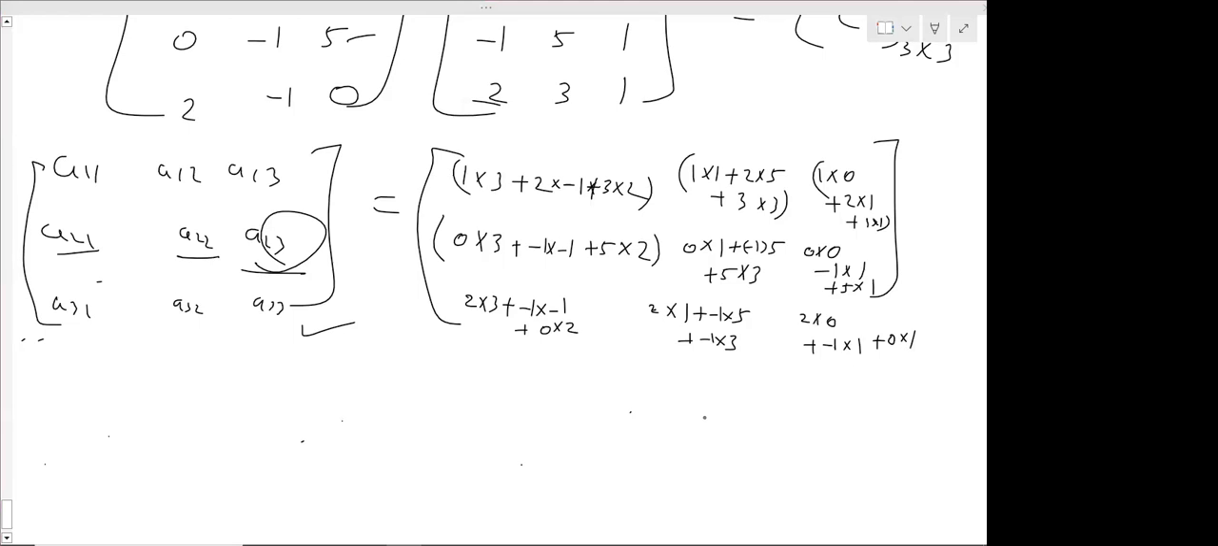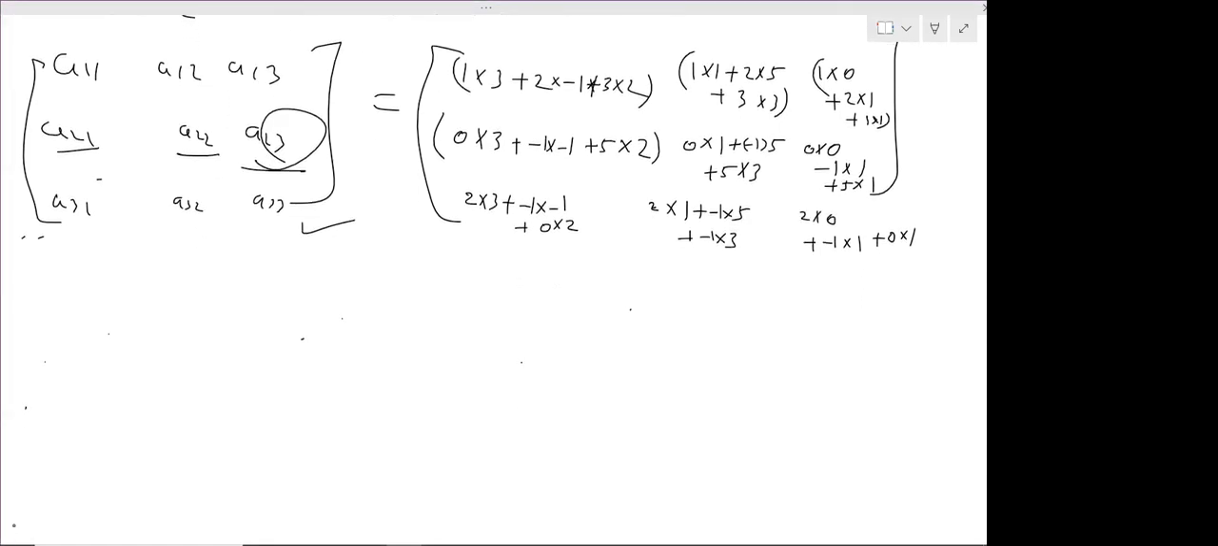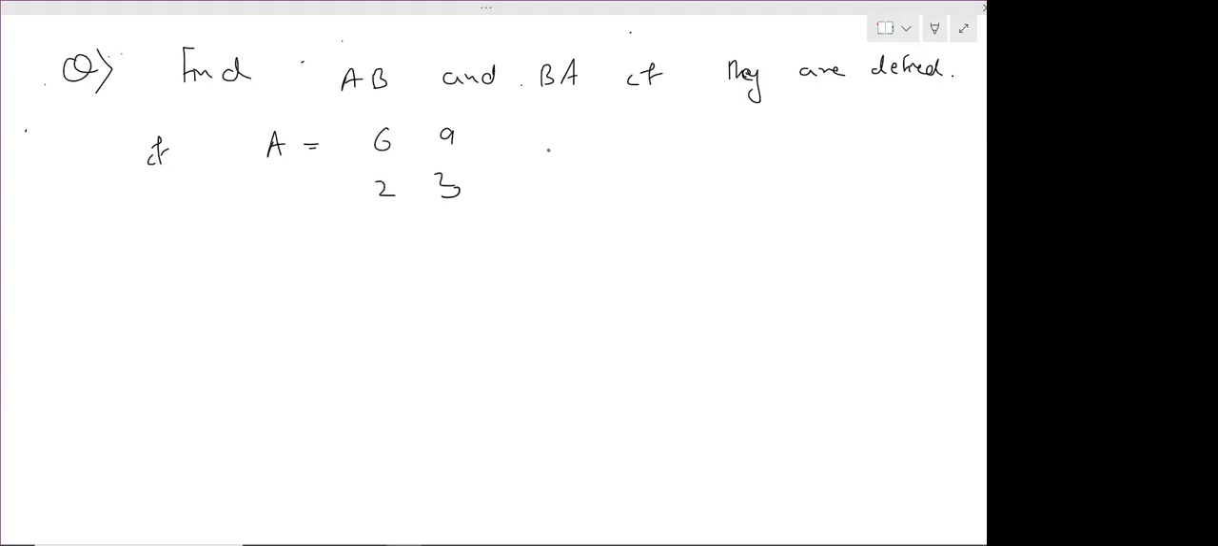Okay, Deborah, please try to solve one question based on that. Find AB and BA if they are defined, if A equals 6 9 2 3 and B equals 2 6 0 7 9 3.